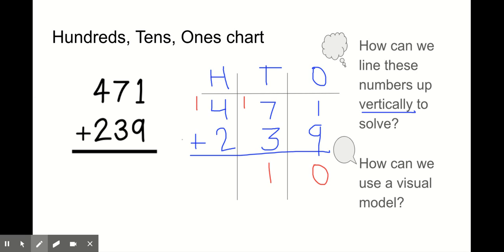Let's add our hundreds. 1 plus 4 is 5. Plus 2 is 7. See how we added together? We did this without using a visual model. We're going to do that on the next slide. But you can see how by moving our regrouped numbers over in a hundreds, tens, ones chart, we're able to keep everything organized, which makes adding so much easier.